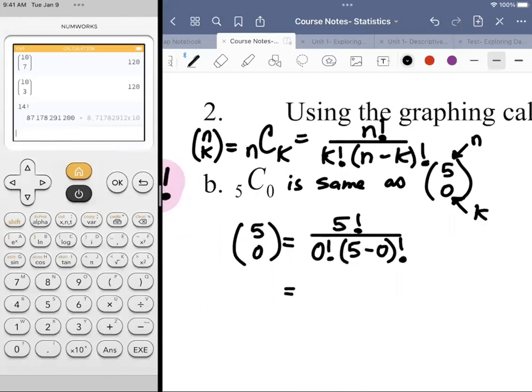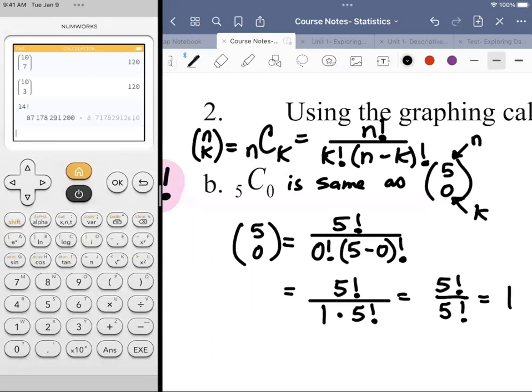I'm going to leave the factorial notation alone for a second because something really nice is about to happen. 5 factorial up top. 0 factorial goes to 1. 5 minus 0 is 5, so 5 factorial. 1 times anything is the anything. So 5 factorial over 5 factorial. Anything divided by itself is equal to 1.